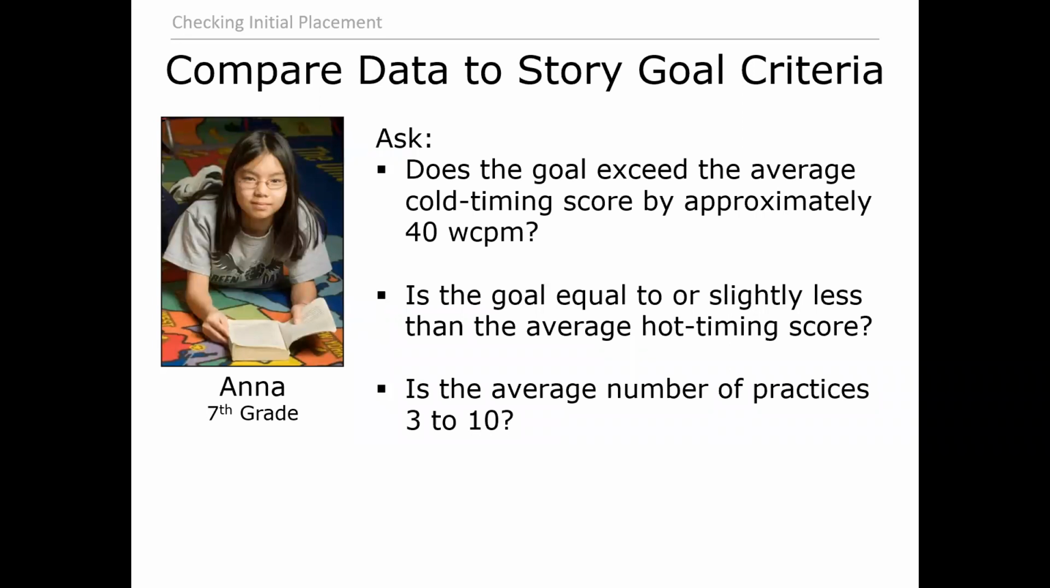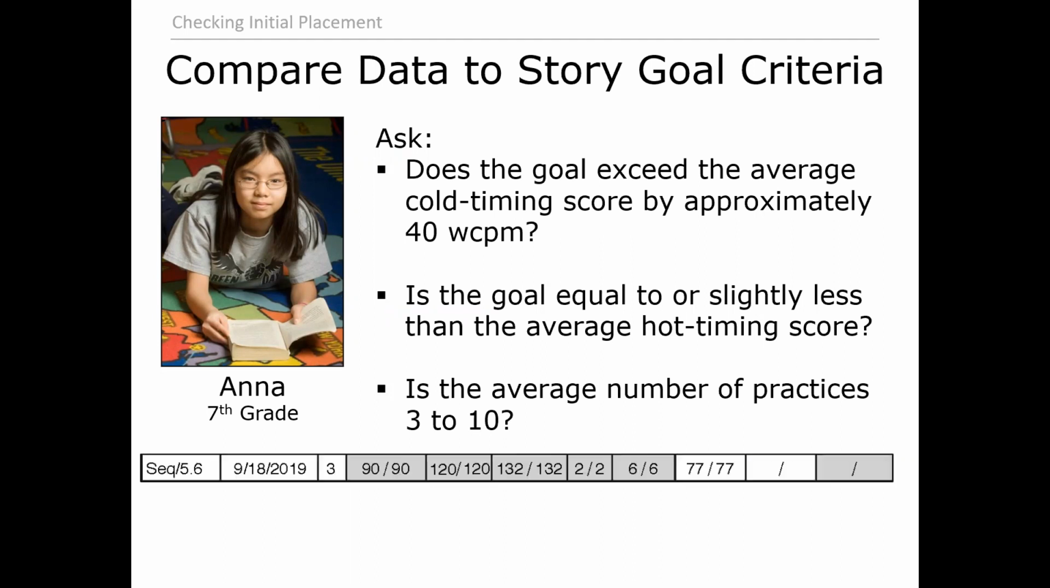We're going to ask about her cold timing, the relationship between her cold timing and her goal. We're going to ask about the relationship between her hot timing and her goal. And then we're going to ask about practices. So let's take a look at this data. We can see from this report that Anna's goal is 120. Okay. Her cold timing score is 90. I just circled it in red. So is the difference between her goal, 120, and her cold timing score, 90, about 40?